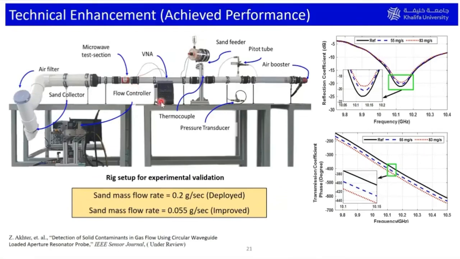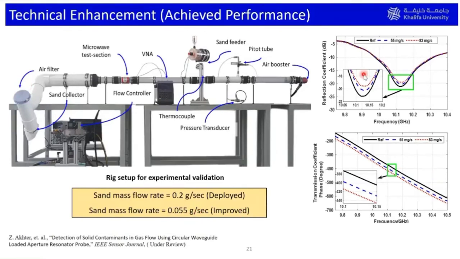So what is the outcome of this overall analysis? Earlier, we had a sensitivity of 0.2 grams per second, but by using this configuration, by employing a resonant kind of structure over the tip of the probe, we have increased the sensitivity to 55 milligrams per second.